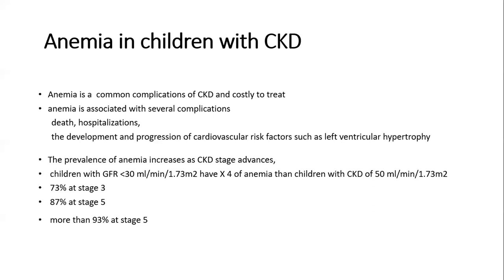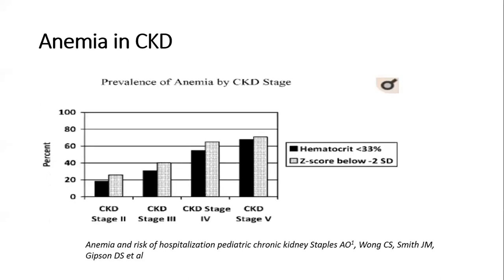So the prevalence of anemia increases with stage. You can see stage 4 at 73%, and at stage 5, 87%. And for children at stage 5, it is more than 93% prevalence of anemia. So these figures are the same as the ones we saw. However, this one is just summarizing only the anemia and the hematocrit.